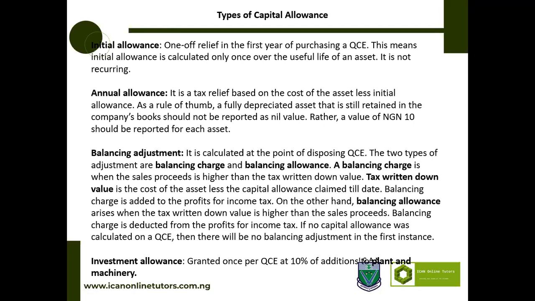So what is balancing charge? Balancing charge is when the sales proceeds are greater than the tax written down value. What is my tax written down value? Tax written down value is the same as the cost of the asset less the what? The cost of the asset less the initial allowance.